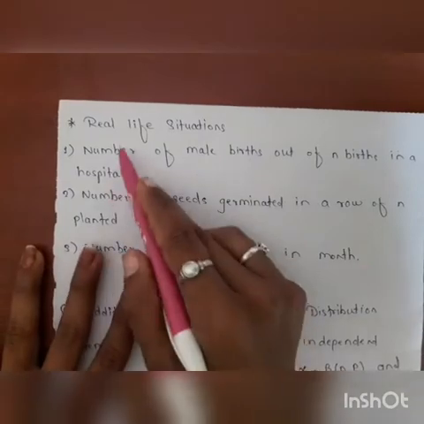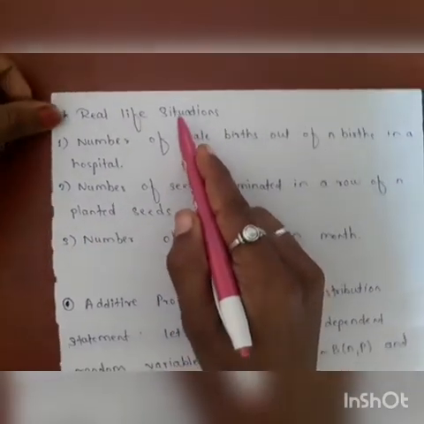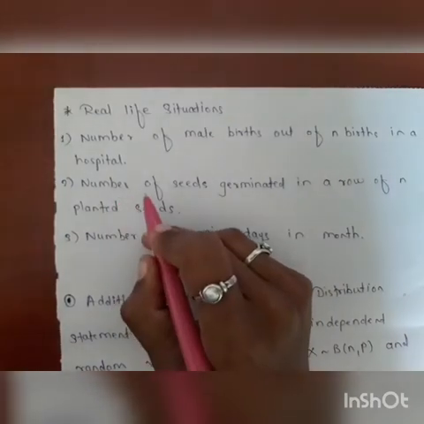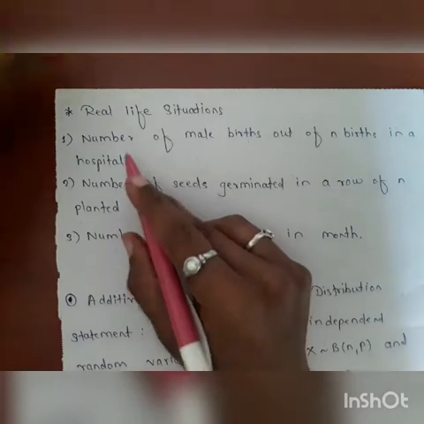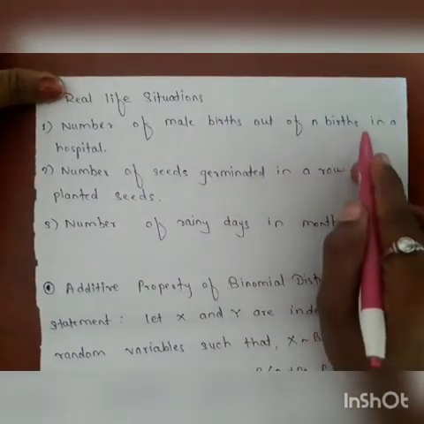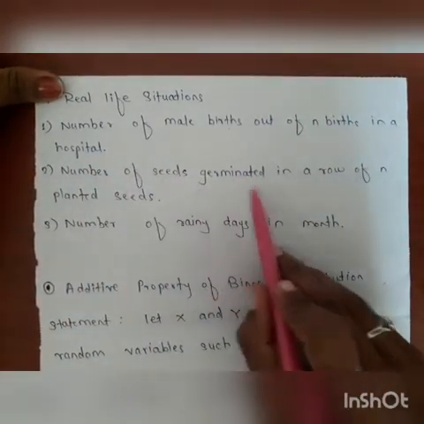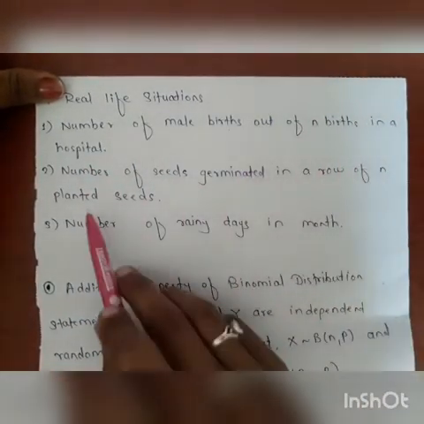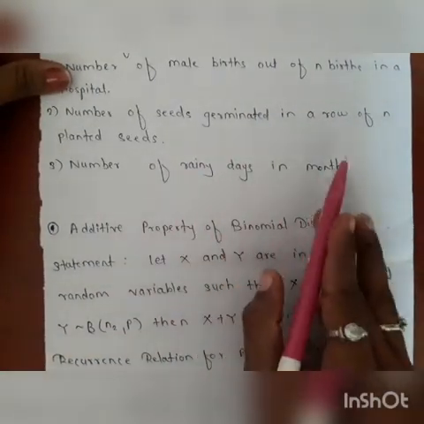Next point, real life situations for the binomial distribution. The following are some real life situations where the binomial distribution is applicable. First, the number of male births out of n births in a hospital. Second, the number of seeds germinated in a row of n planted seeds. And third, the number of rainy days in a month.